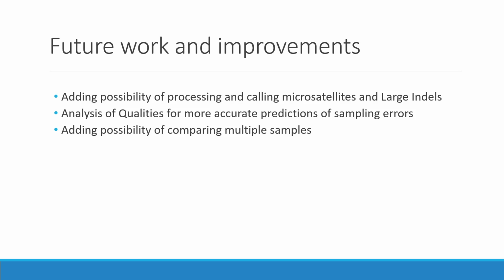Adding the possibility of processing and calling microsatellites and large indels is one possibility of improvement of this algorithm. Also, the analysis of qualities and taking qualities of base reads into account for more accurate predictions of variant calls and sampling errors, and also adding the possibility of comparing multiple samples at the same time.